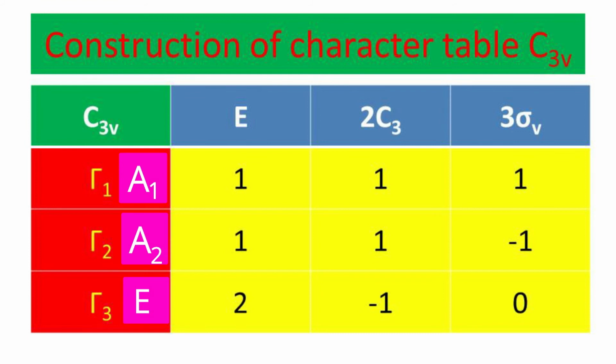For gamma 2, the dimension is 1, therefore A or B. Symmetric about the principal axis, therefore A. Antisymmetric about the next operation, that's a vertical plane, therefore 2. What about gamma 3? It has dimension 2, and any other irreducible representation with dimension 2 is not there. So only E is enough. So A1, A2 and E, these are the three irreducible representations for the C3V point group, and it is a table with characters for the C3V point group.